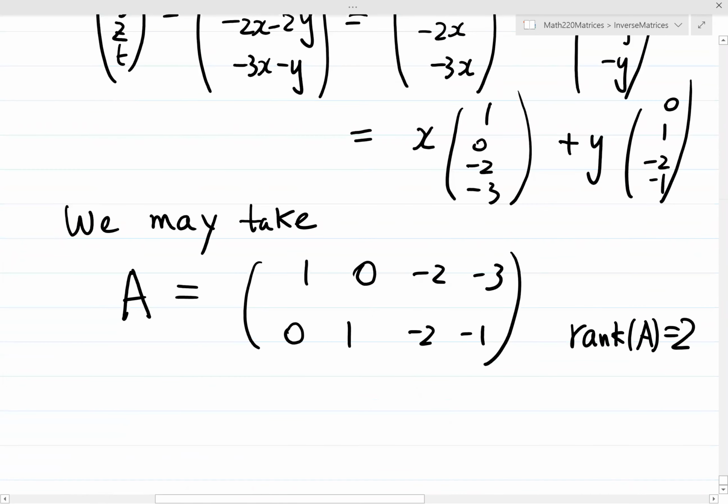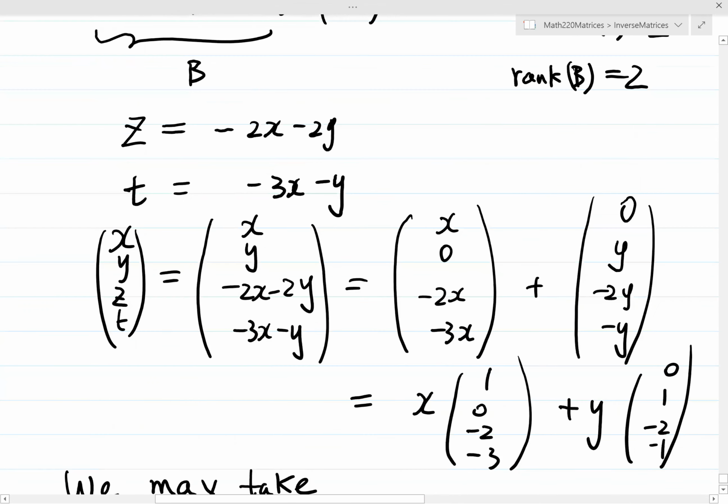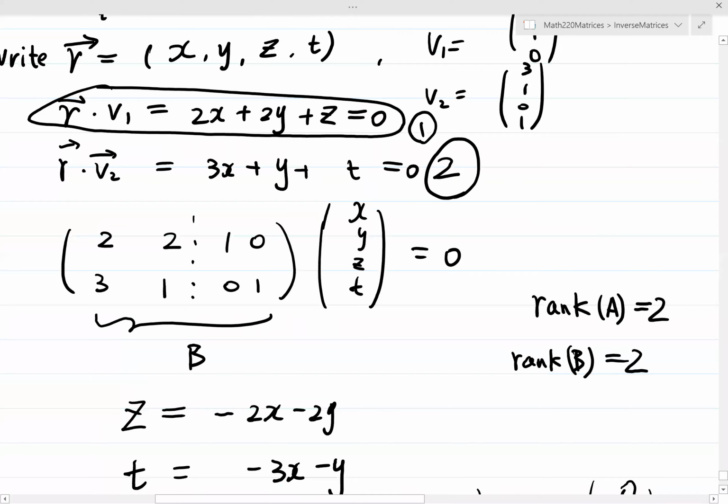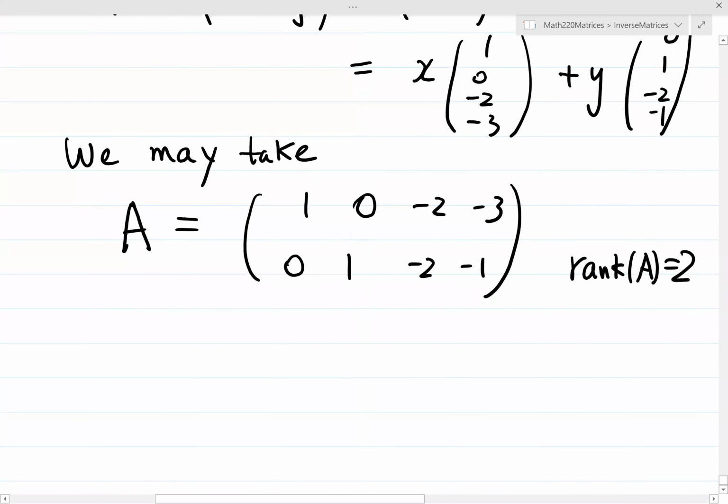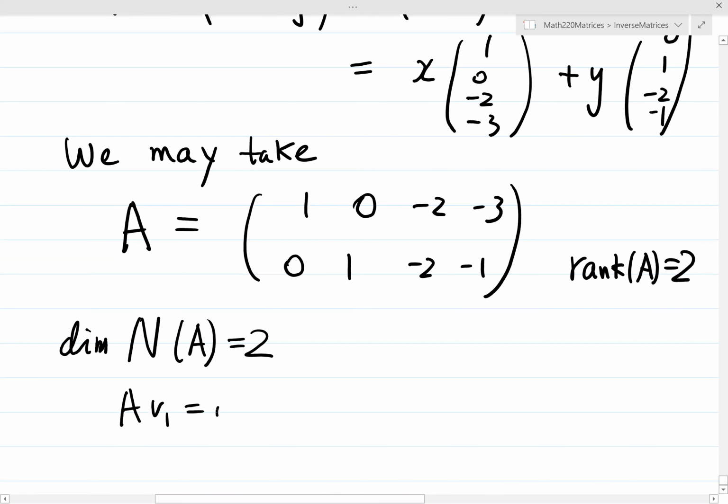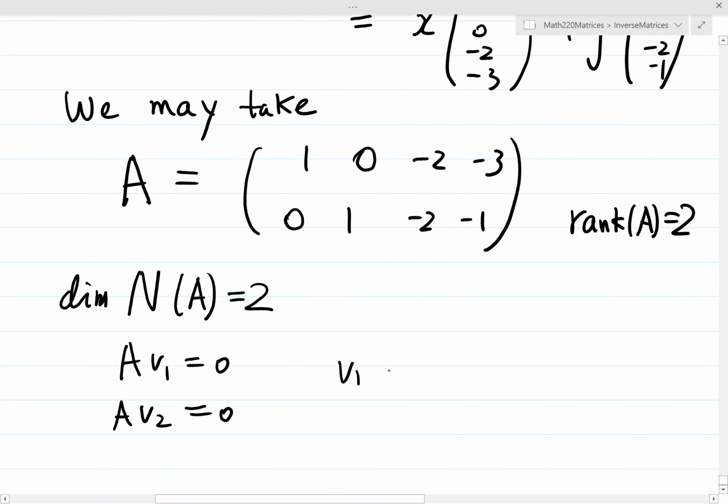So you see, then the null space of A should have dimension 2, and v1, v2 are linearly independent and perpendicular to the row vectors of A. So we see the null space of A satisfies the given property. Okay, it's indeed dimension 2. And we know Av1 is 0, Av2 is 0. So V1 and V2 are linearly independent.